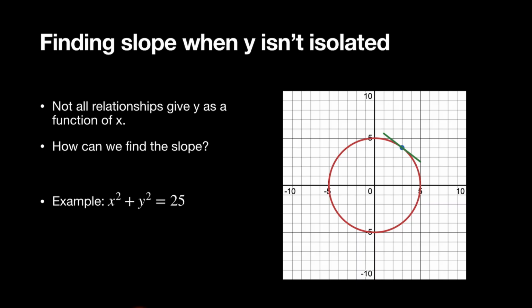For example, consider the circle x squared plus y squared equals 25. This is actually not a function, and so this equation is not solved for y, but we might still want to know what the slope of the tangent line is. How can we find this slope? Well, one way we could do this problem is we could take that equation, solve it for y, and then find the derivative.